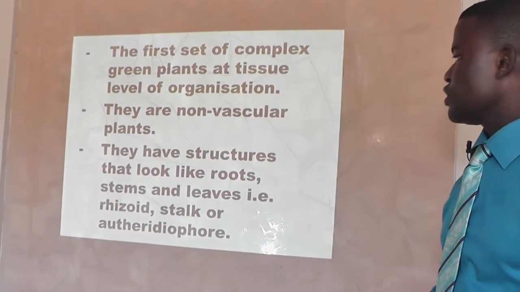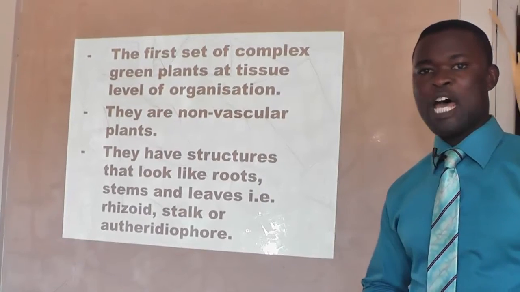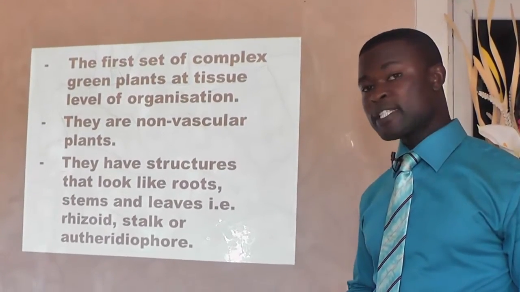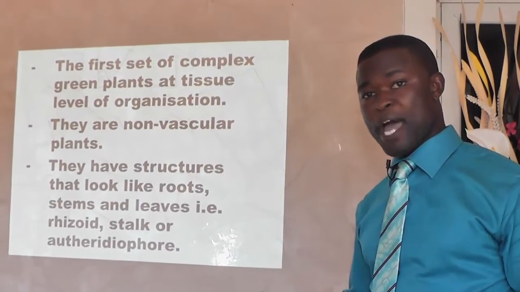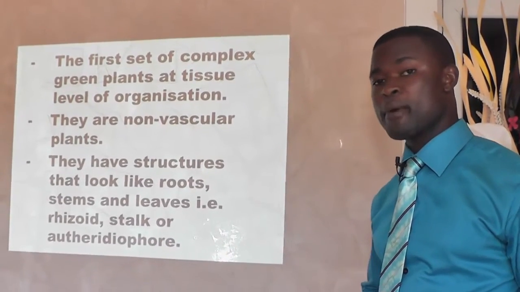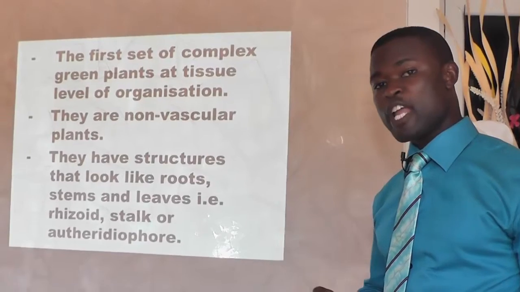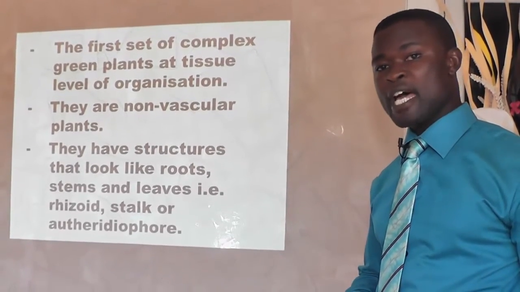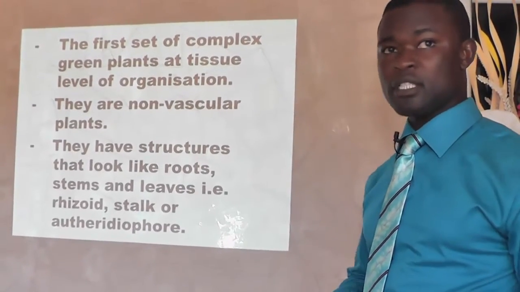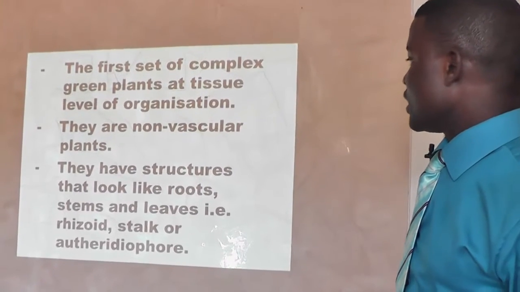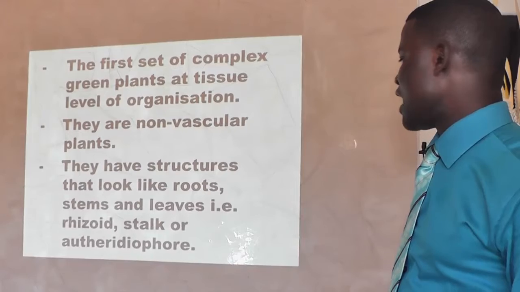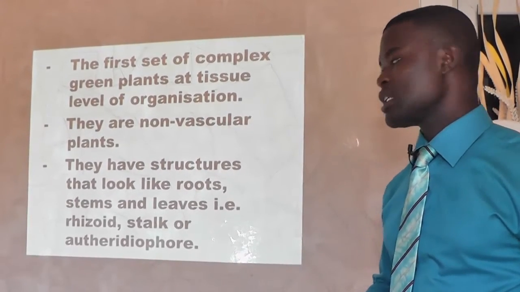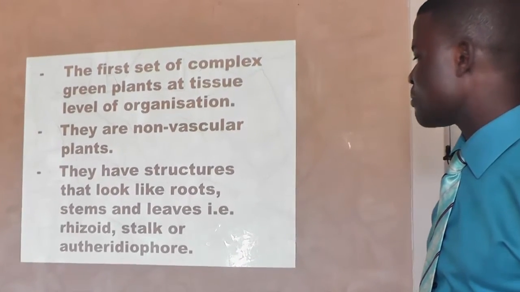Then these plants do not have vascular tissue. And when we say vascular tissue, what do we mean? You may want to think of some parts of a plant that we call the parenchyma, the xylem, the phloem, the cambium layer, the collenchyma, and the rest of them. These plants also have structures that look like roots, stem, and leaves. However, those are not true stems and leaves.